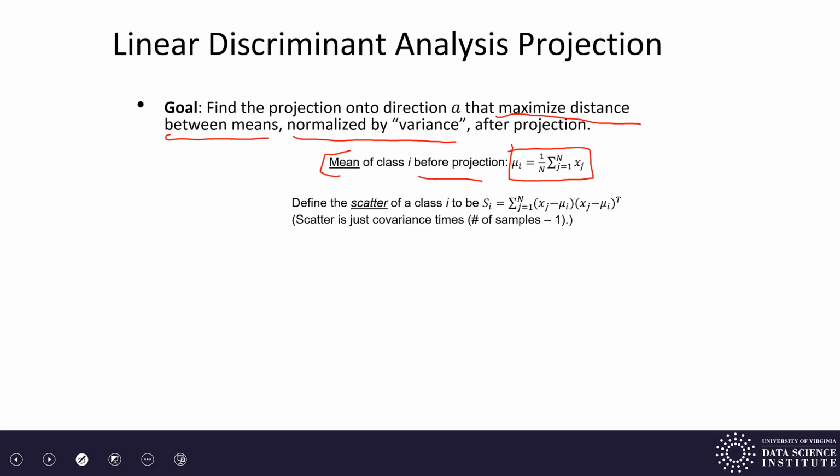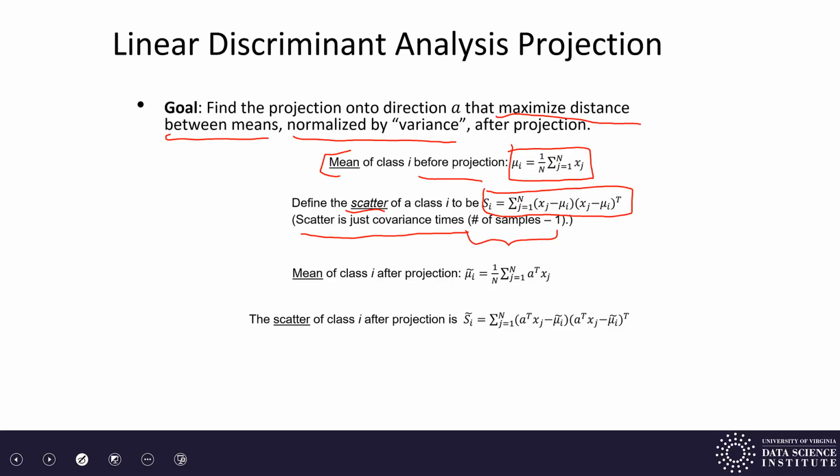Now we define the scatter of class i to be this. This formula is the same one we've seen for the covariance of a class. It's the covariance matrix, except there's no dividing by the number of samples minus 1 out front. So this scatter is just the covariance times the number of samples minus 1. We're not dividing by the number of samples minus 1 to get an actual covariance. So scatter is very similar to covariance.